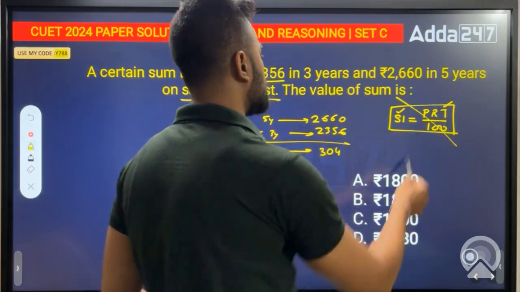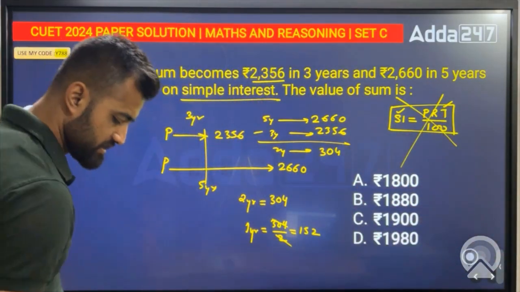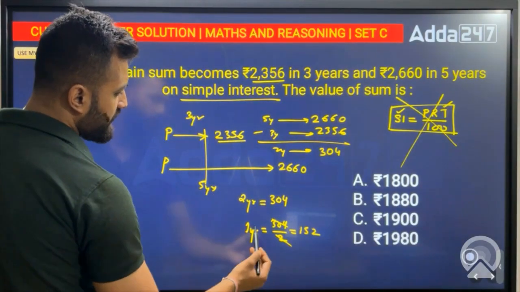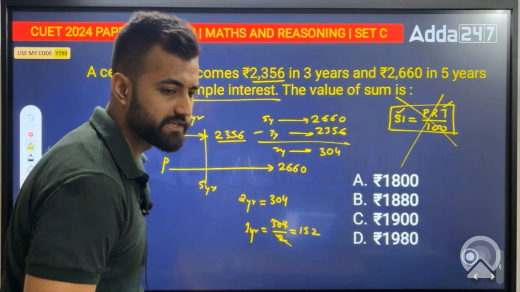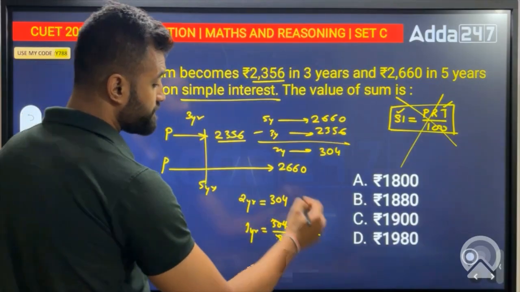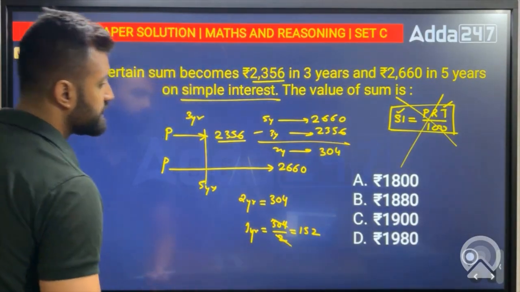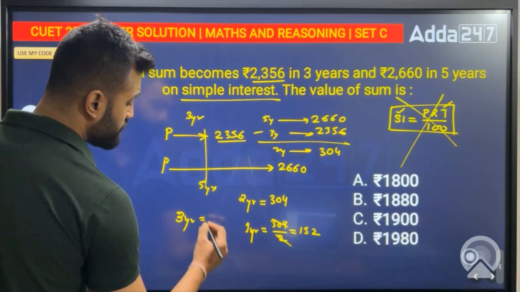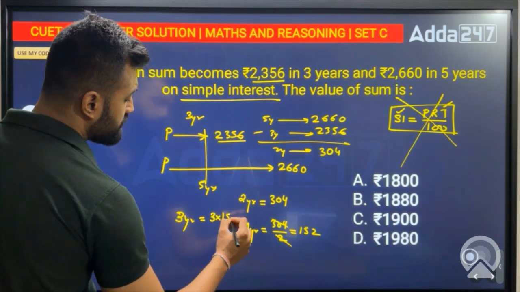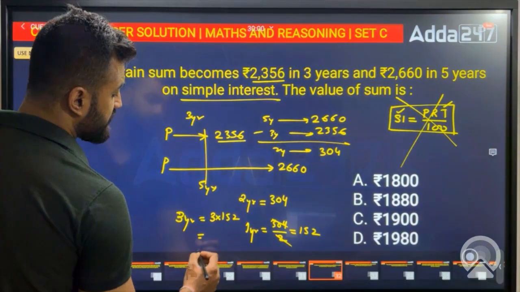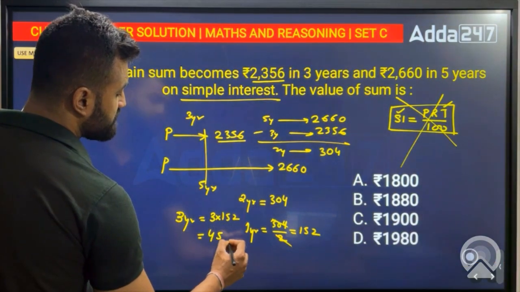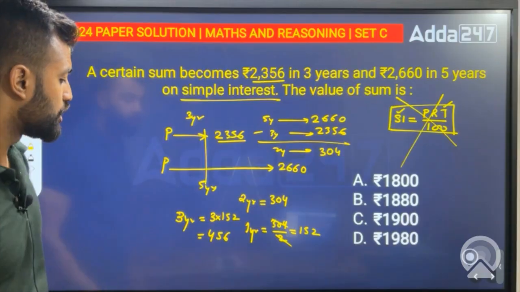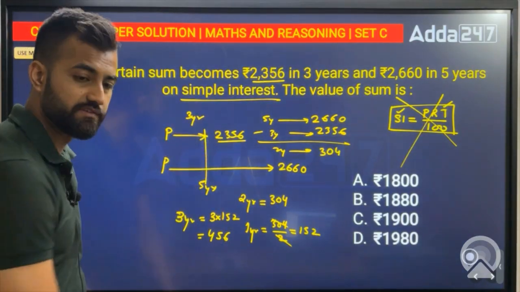No, let's not use the formula. We can use the concept. See, I'll show you. This is the story of 3 years. In 1 year, if 152 rupees is my interest, then tell me, in 3 years, what will be my interest? You'll just multiply 3 into 152. How much will you get? We are getting 456 rupees. So this is the total interest that I am gaining in 3 years.